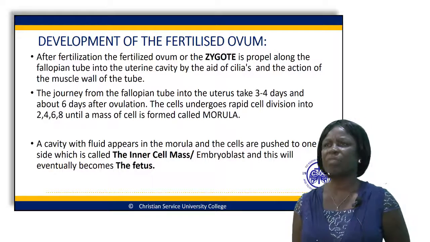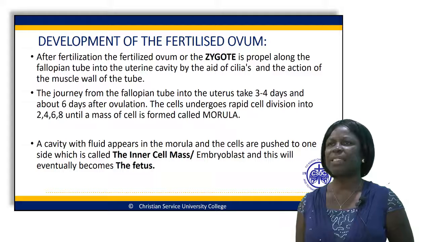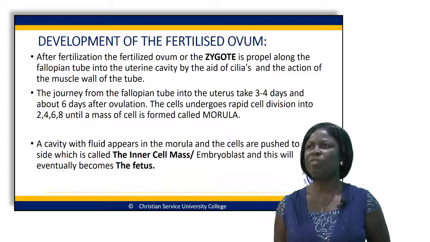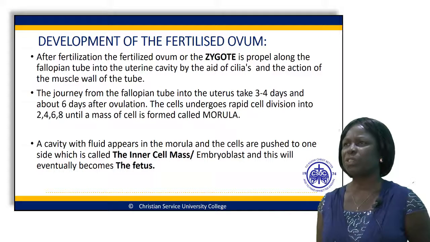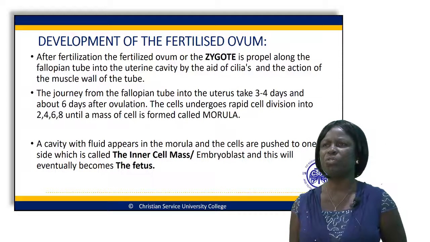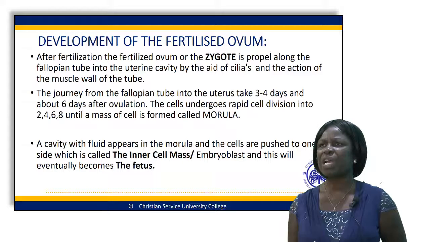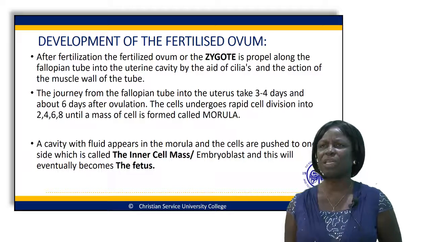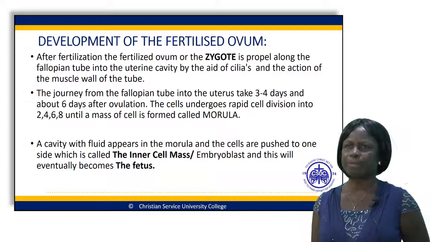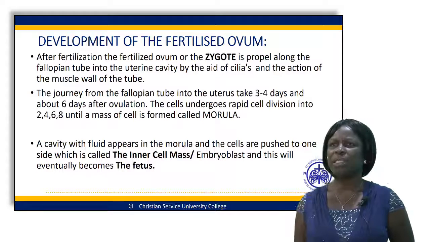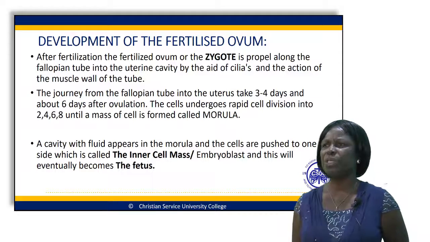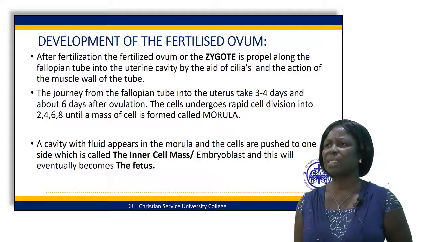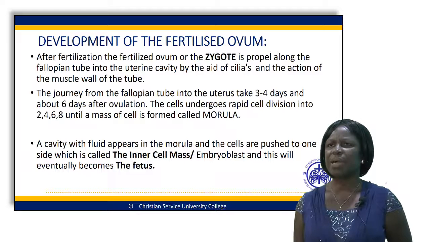Development of the fertilized ovum. After fertilization, the fertilized ovum or the zygote is propelled along the fallopian tube into the uterine cavity by the aid of cilia and the action of the muscle wall of the tube. The journey from the fallopian tube into the uterus takes 3 to 4 days, and about 6 days after ovulation.